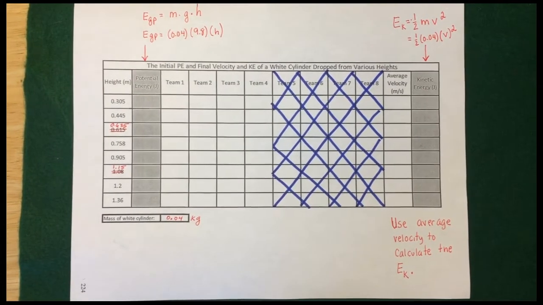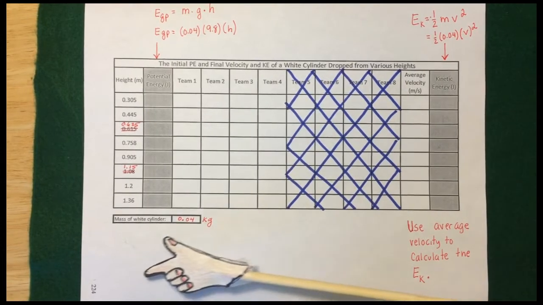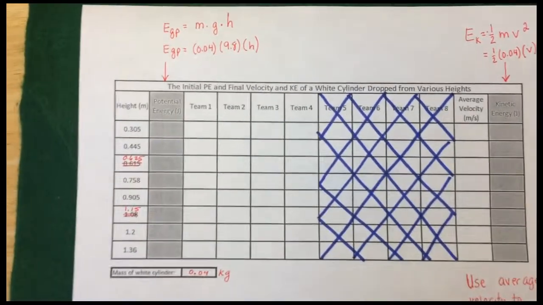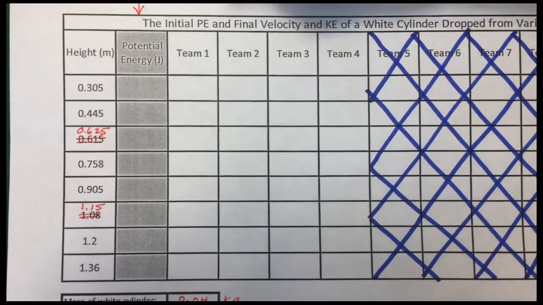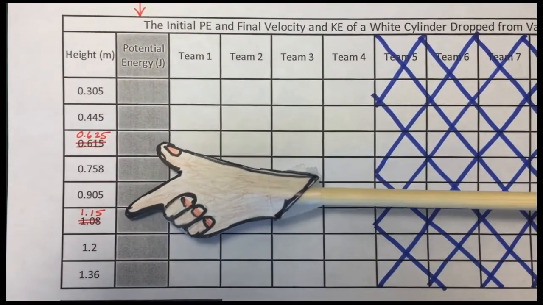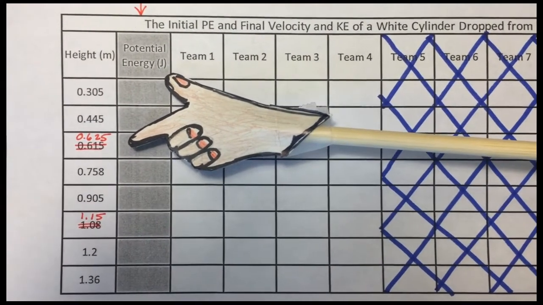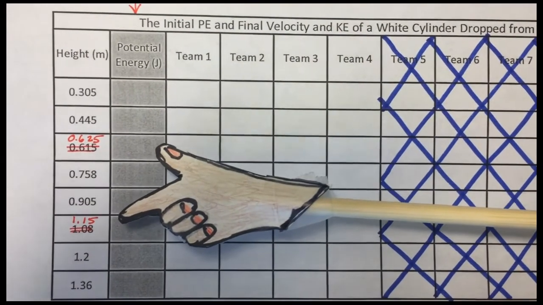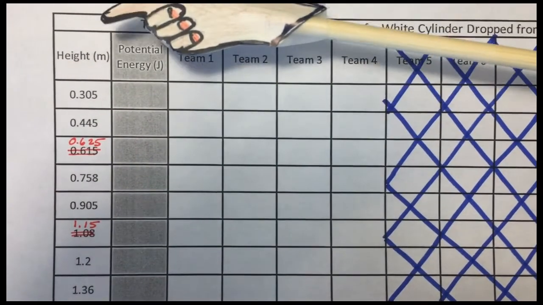Let's take a look at our data sheet. Our data sheet is on page 224, and there are several things to point out. First, in the height column, the heights of our tubes are listed for us, except we need to modify two of them. The tube that was 0.615 meters needs to change to 0.625 meters, and the tube that was 1.08 needs to change to 1.15.